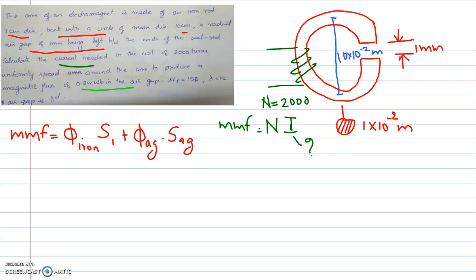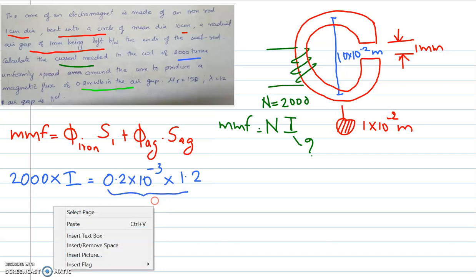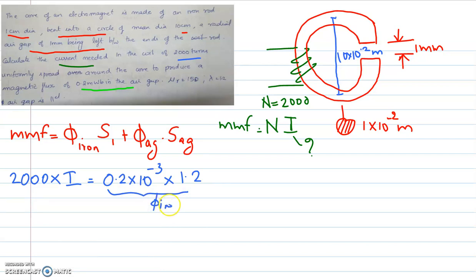N is already given as 2000 turns. So MMF is nothing but Ni. So it is 2000 into the current I is equal to flux in the iron path. Flux in the iron path is nothing but flux in the air gap, that is 0.2 milliweber. You will write it as in Webers. So 0.2 into 10 to the power of minus 3 into lambda, that is 1.2. So this is nothing but flux in the iron path into, you have to write S1.